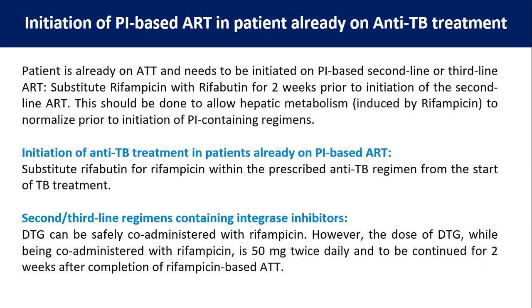For patients who are already on ATT and need to be initiated on a PI-based second line or third line ART regimen, we substitute rifampicin with rifabutin for 2 weeks prior to initiation of second line ART. This should be done to allow hepatic metabolism induced by rifampicin to normalize prior to initiation of the PI-containing regimen. For initiation of anti-TB treatment in patients already on PI-based ART, we substitute rifabutin for rifampicin within the prescribed anti-TB regimen from the start of TB treatment.